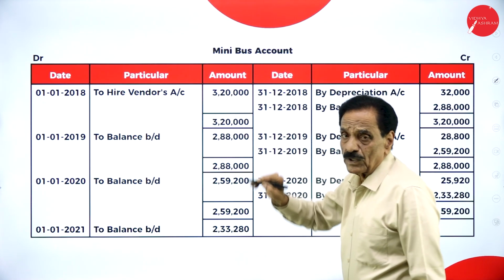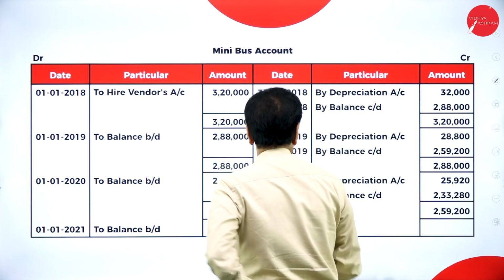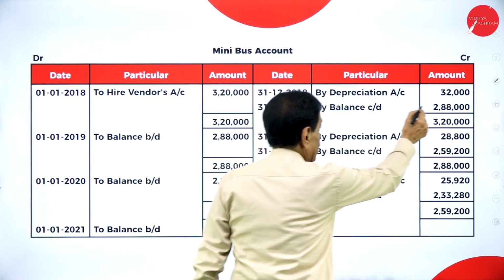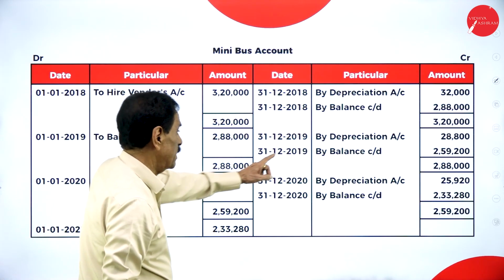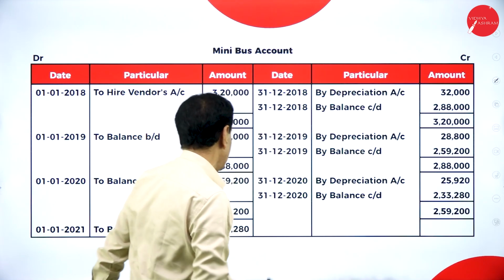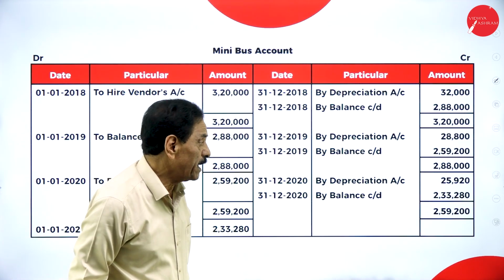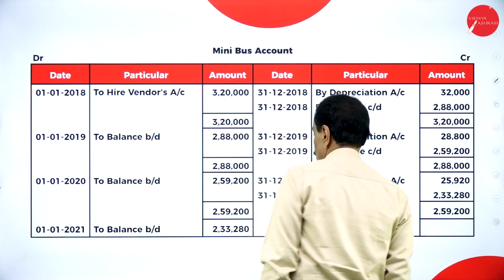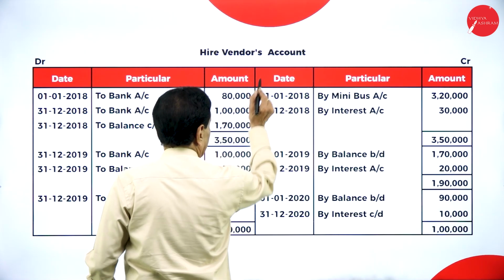Minibus account, debit, credit. So asset account debit to hire vendor account, minibus account debit to hire vendor account. On this, by depreciation 10% is 32,000. By balance carried down 2,88,000. Brought down 2,88,000. By depreciation 28,800. Balance is 2,59,200. Brought down 2,59,200. 10% of this is 25,920. Balance carried down is 2,33,280. Brought down is 2,33,280.